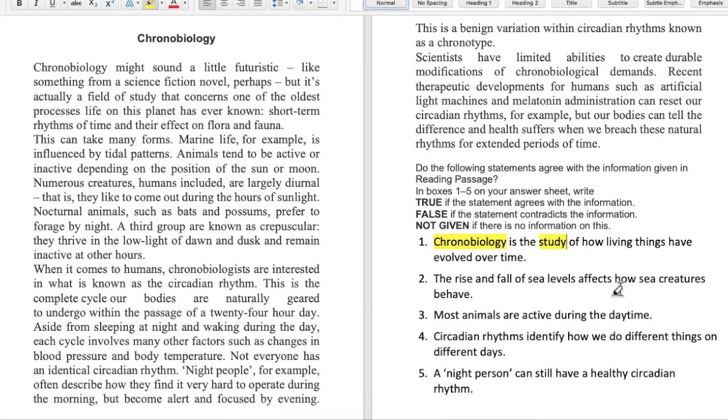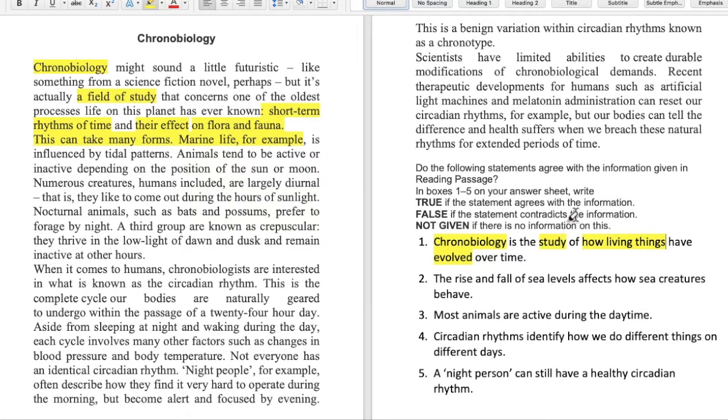Chronobiology is the study of how living things have evolved over time. The passage says chronobiology might sound a little futuristic, like something from a science fiction novel, perhaps, but it's actually a field of study. So what is it? It is a field of study that concerns one of the oldest processes life on this planet has ever known. And what is that process? Short-term rhythms of time and their effect on flora and fauna. Now what is flora and fauna?